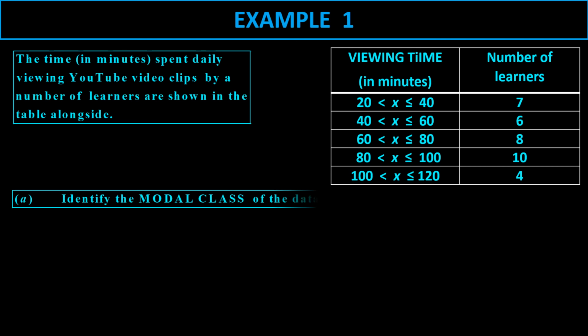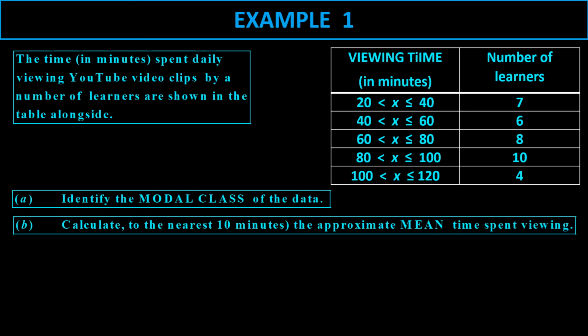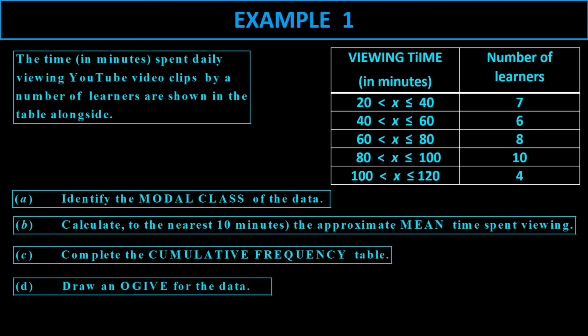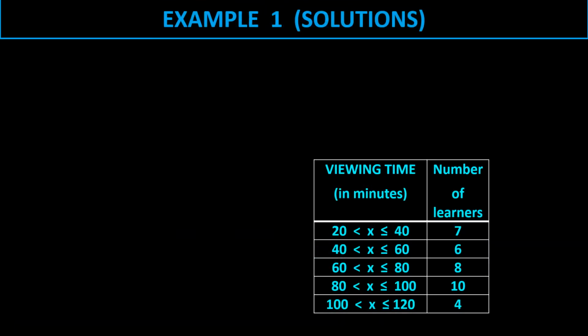Let's see what questions we want. So we want to determine the modal class. We're going to look at that. Then we want to get the approximate mean time spent viewing. Then we want to complete the frequency table. In other words, the cumulative frequency we need to include. And then we're going to draw an OGIVE for the data. And then we're going to determine the median from that OGIVE there, right? So let's look at it here. There's my frequency table.